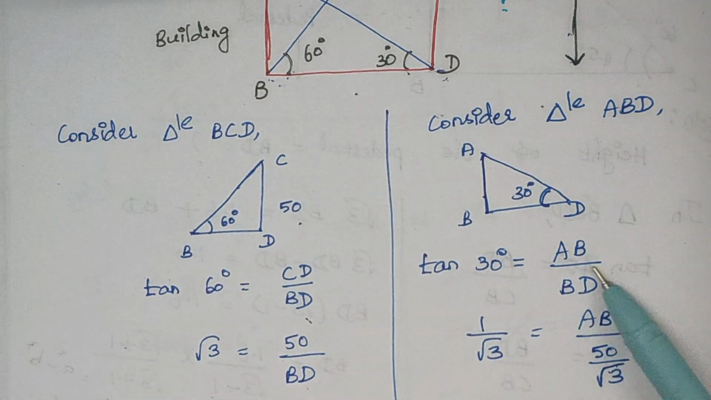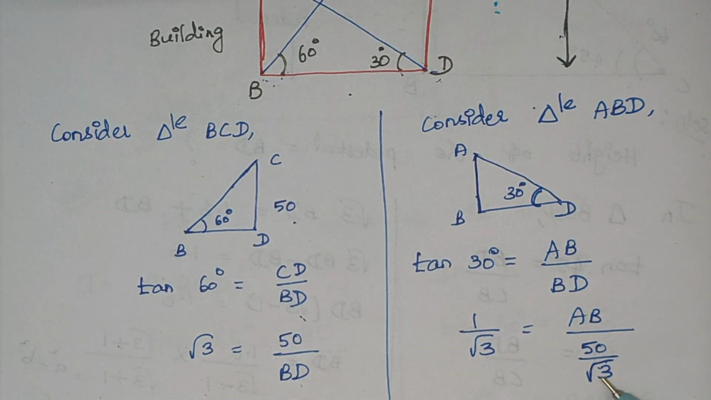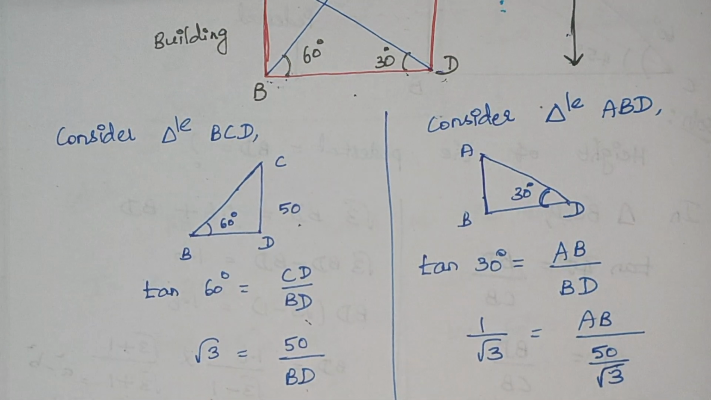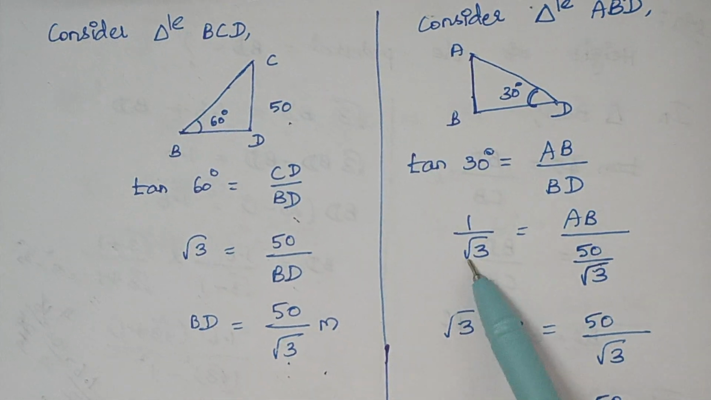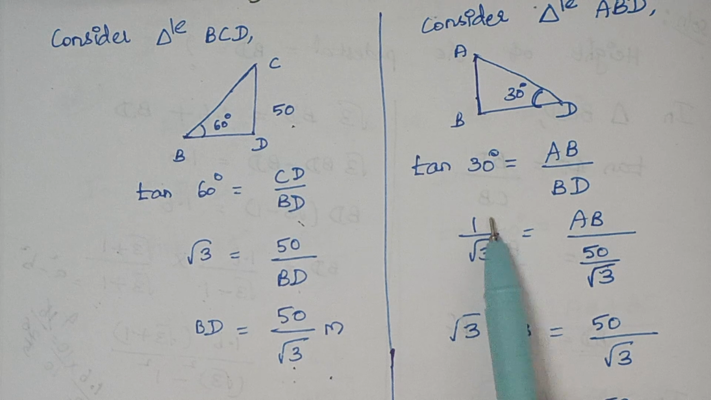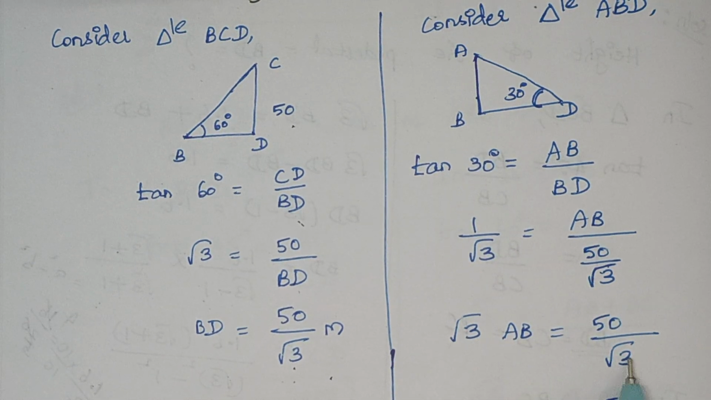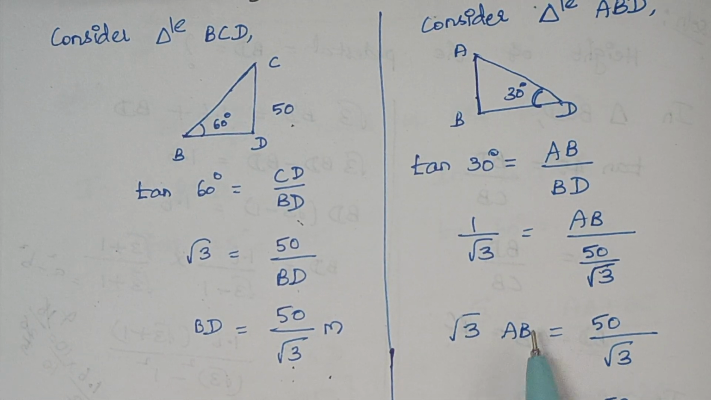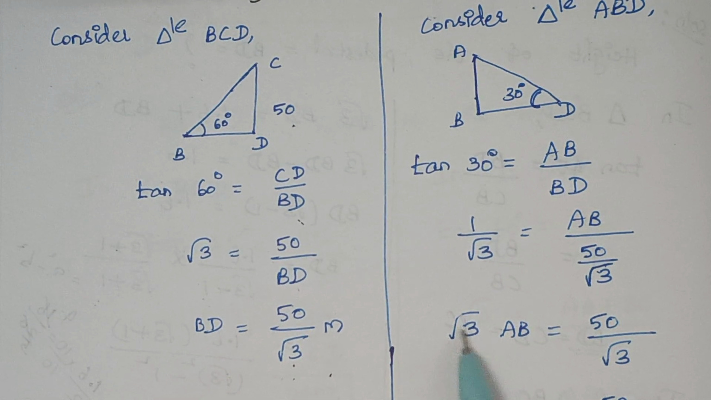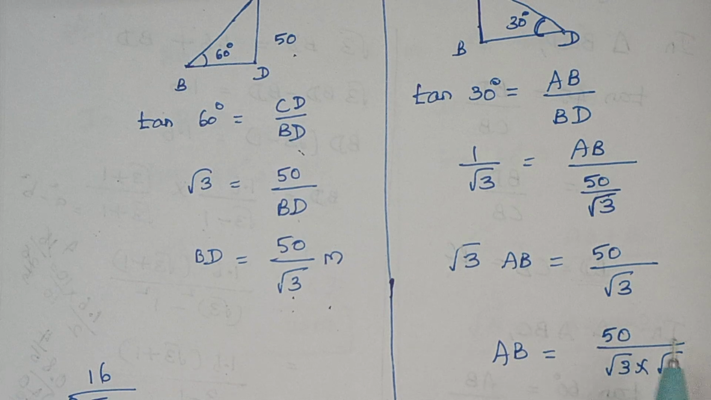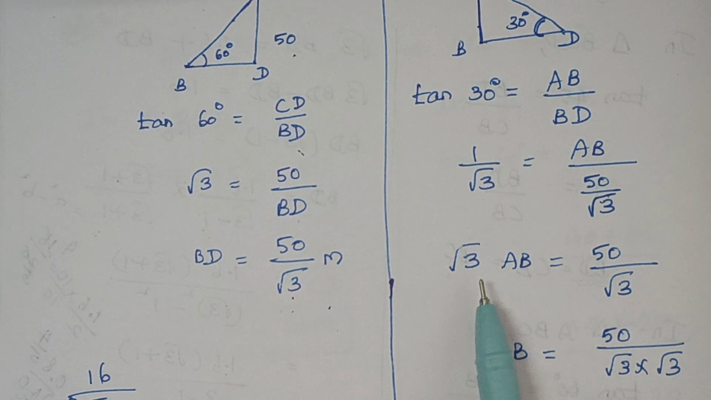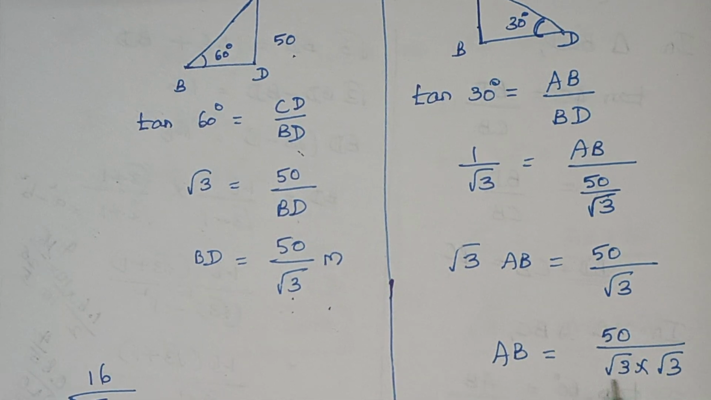And we know the value of BD, so just substitute it here, 50 by root 3. Then the next thing is just cross multiplication. So root 3 into AB is equal to 1 into 50 by root 3. Here we need to find AB, so just move this root 3 to the right hand side. Here it occupies the denominator part because here it is in the numerator side. So here it comes in the denominator.